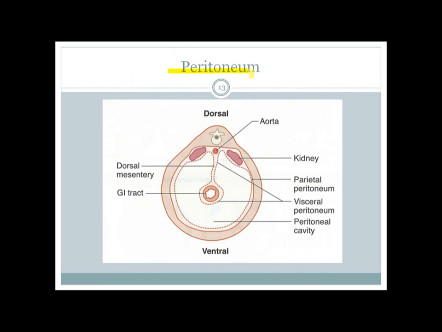Here you can see different parts of the peritoneum. So as you can see, this is the gut tube surrounded by peritoneum. The part of peritoneum that surrounds the gut tube will be called a visceral peritoneum because it is surrounding the viscera. And the part that covers the body wall, the parietal body wall, will be called a parietal peritoneum. And the connection between parietal peritoneum and visceral peritoneum will be called a mesentery. So here you can see only the dorsal mesentery because most of the ventral mesentery ultimately will be degenerated or atrophied.